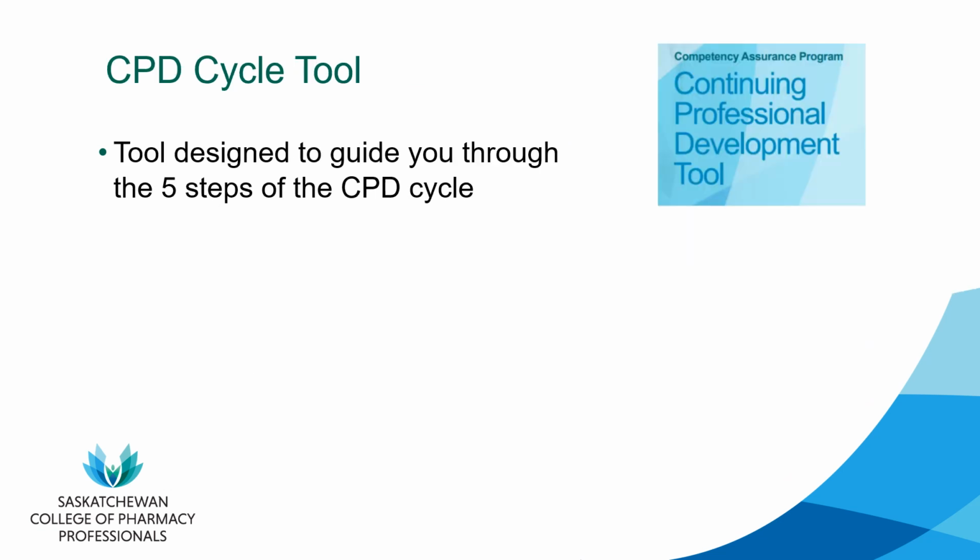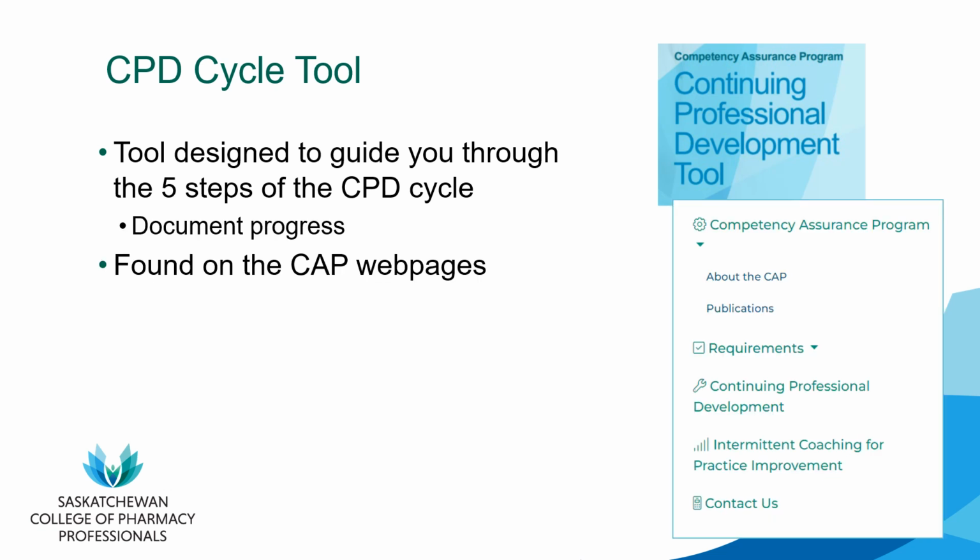SCPP has created a CPD cycle tool. It is designed to help guide you through the 5 steps of the CPD cycle using prompting questions to help you reflect on your practice. It may be used to document your progress through a continuing professional development cycle. The tool can be found on the Competency Assurance Program web pages under Continuing Professional Development. Let's now go through each step of the CPD cycle in more detail.